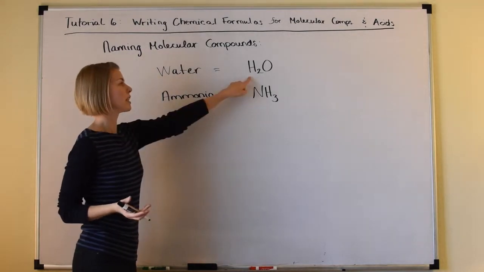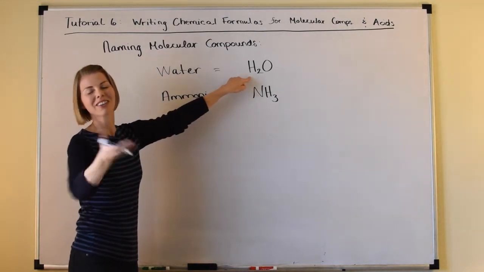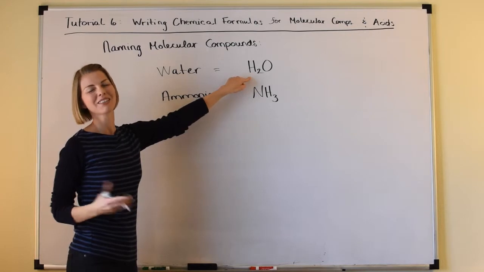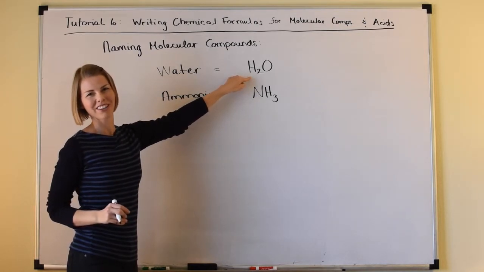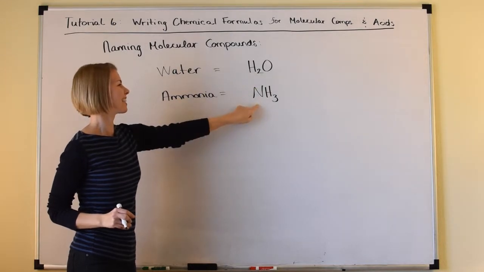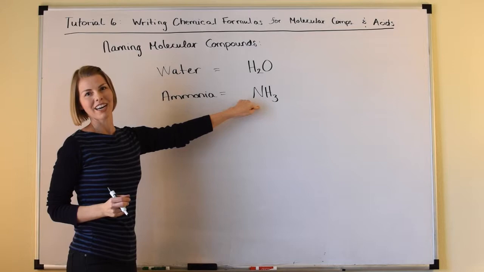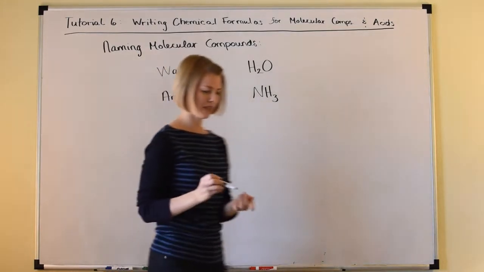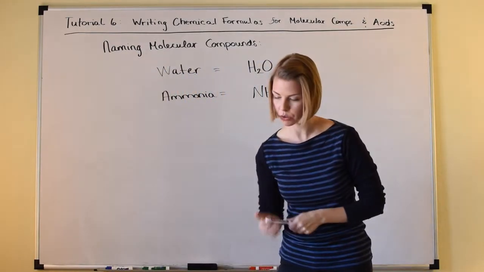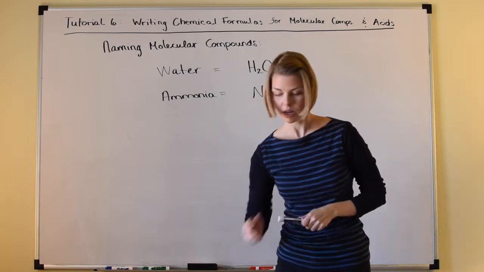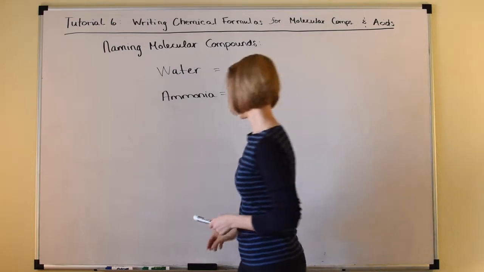So don't call this dihydrogen monoxide. Well, you can, and you wouldn't be wrong, but you're most likely going to see it called water 99.9% of the time. And don't call this nitrogen trihydride, just call it ammonia. Okay. All right, so let's go on to slide 4. We're going to talk about ionic versus molecular compounds.